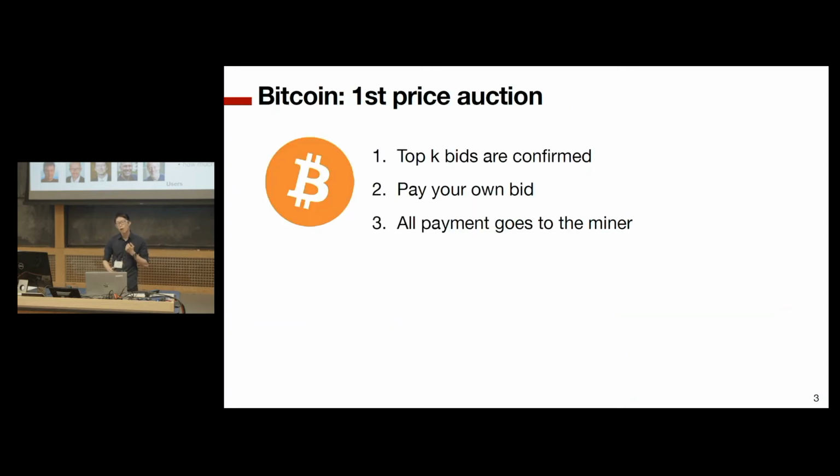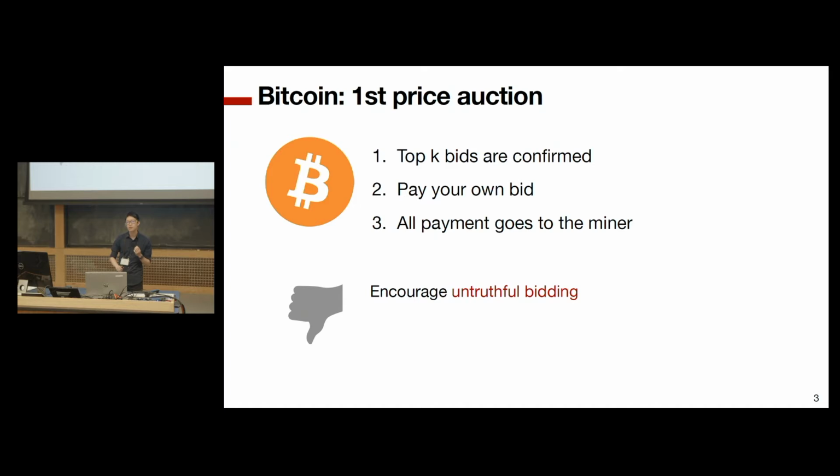Okay, so what's the problem with the current mechanism? Take Bitcoin as an example. Bitcoin uses the pay-your-bid, or first price, auction. It works as follows. The miner just picks the top K bids into the block, and all of them are confirmed. All the confirmed users pay their bids. All the payment goes to the miner. That's it. So what's the problem?